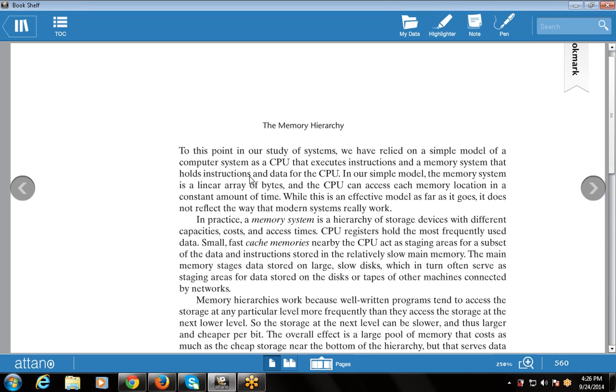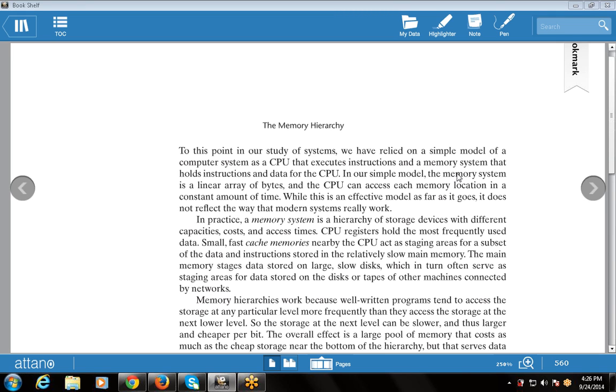Up to this point in our study of systems, we have relied on a simple model of a computer system as a CPU that executes the instructions and a memory system that holds the instructions. So till now we have relied on these two, the CPU and the memory, which is used to hold the instructions and data.